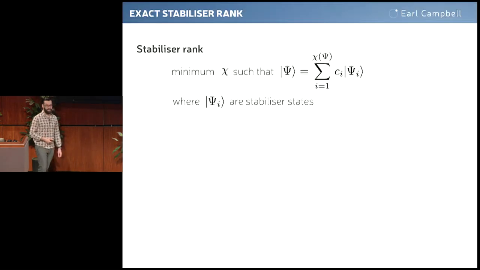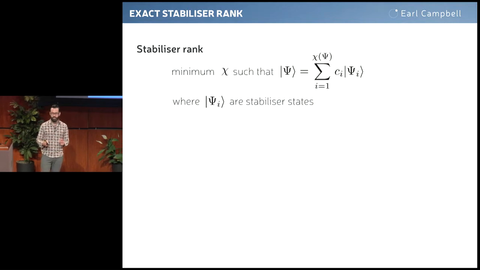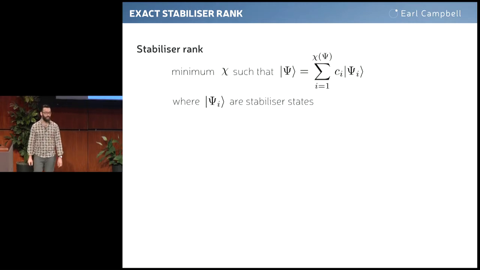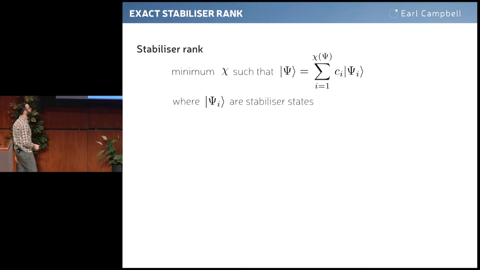So let's start off with a definition. Stabilizer rank, the name kind of comes from Schmidt rank. If you know what Schmidt rank is, it's basically if I have some entangled state and I try to write it as a superposition of different separable states, how many terms do I need? So here we're asking, if I write my non-stabilizer state as a superposition of stabilizer states, what's the minimum number of terms that I can possibly use to get this?